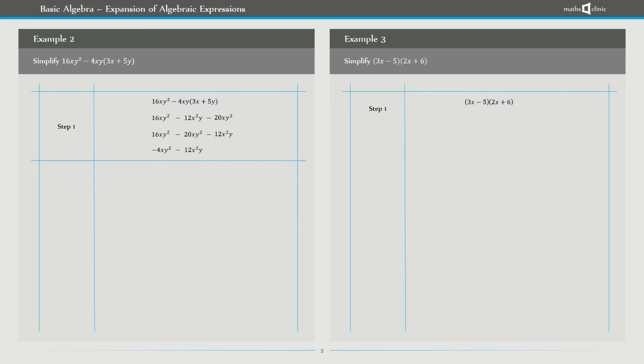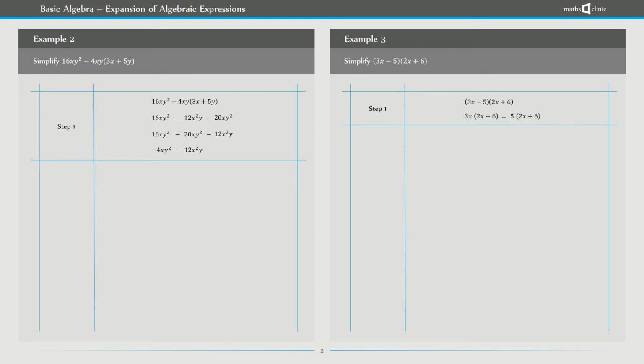Now, you consider the first bracket, 3x minus 5, and you take out 3x. So you take out 3x, and I'm going to multiply 3x by 2x plus 6. So take the first term in the first bracket and multiply it by the other bracket. Basically we want to expand 3x minus 5 multiplying 2x plus 6. What we simply do is we multiply 3x by 2x plus 6, then we multiply minus 5 by 2x plus 6. So 3x times 2x plus 6 minus 5 times 2x plus 6.